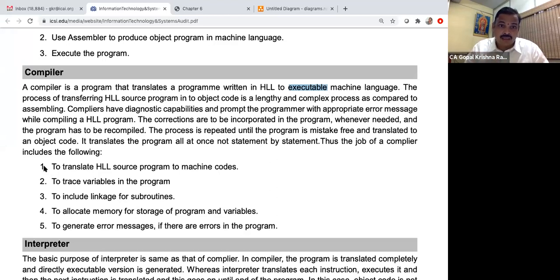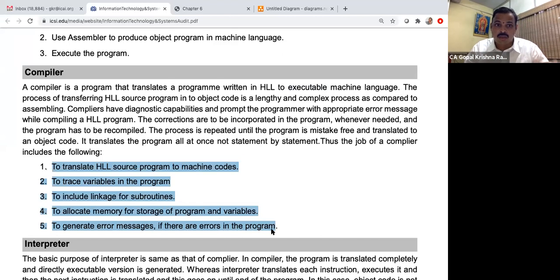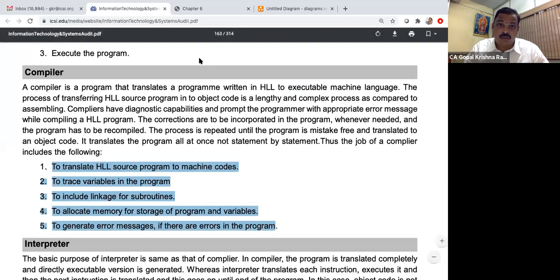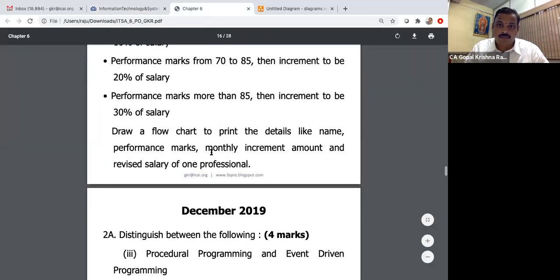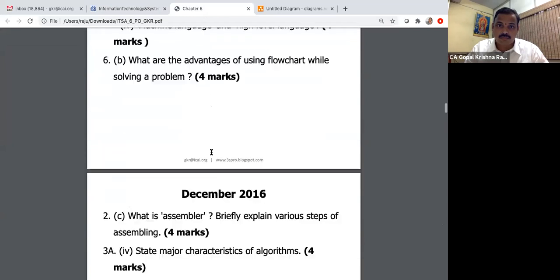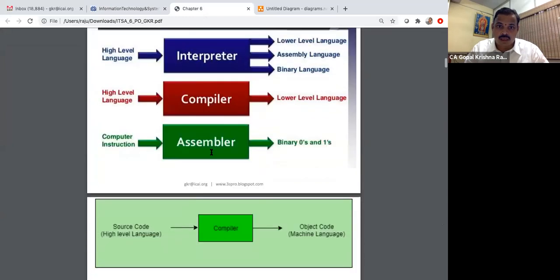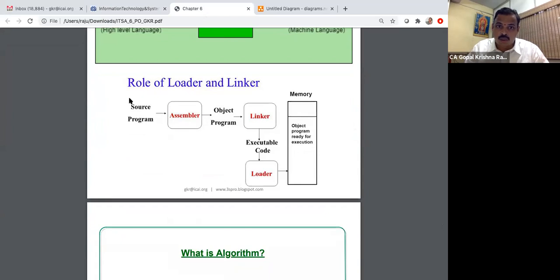Here are the steps the compiler will do: translate the high-level language source program to machine code, trace variables, include linkages, allocate memory, and generate error messages if there are any. Now please look at this diagram. This is the source program, your high-level program. You can substitute this with either assembler or compiler. You just put this as compiler here.